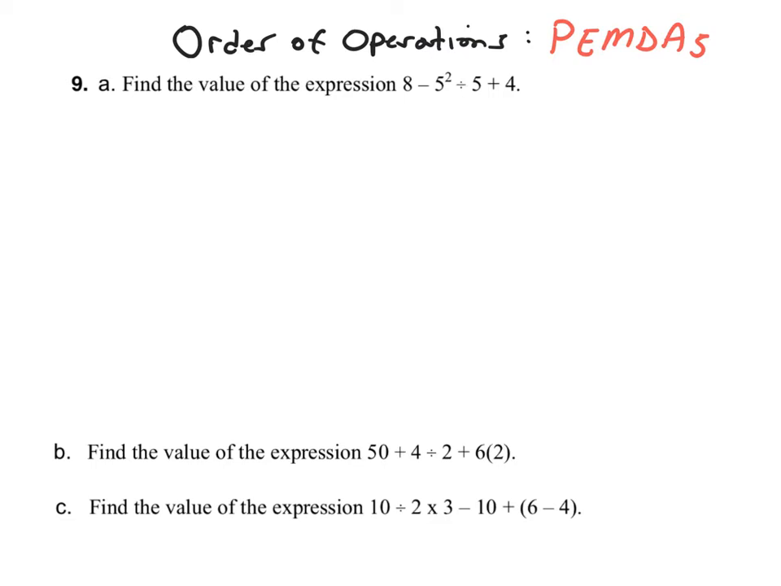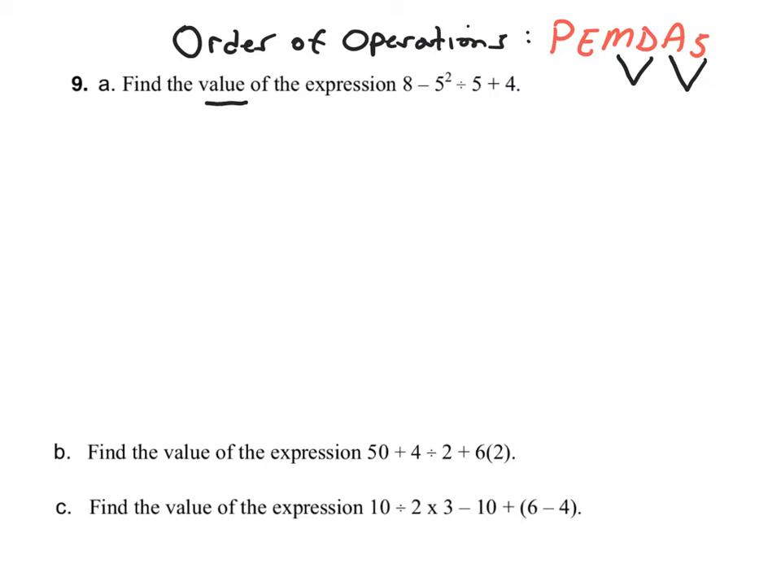So we do parentheses first, exponents second, multiply and/or divide, and then last add or subtract. That's why I like to draw these little arrows under here, because with multiply and divide and add and subtract, you just do what comes first, left to right. All right, so let's do a problem here. 9a says find the value of the expression. Find the value just means find the answer.